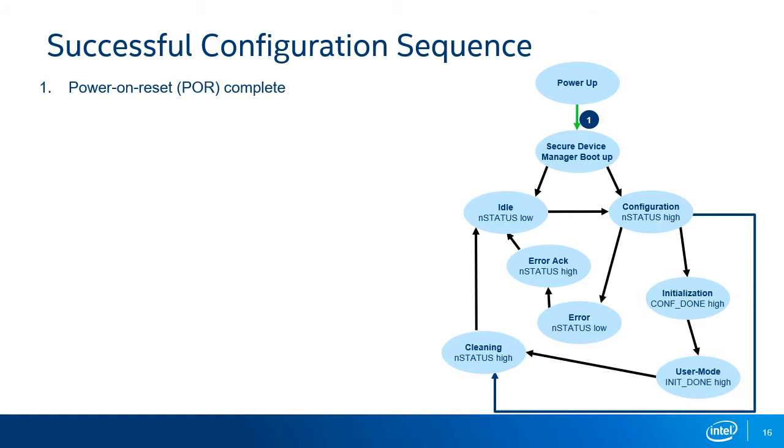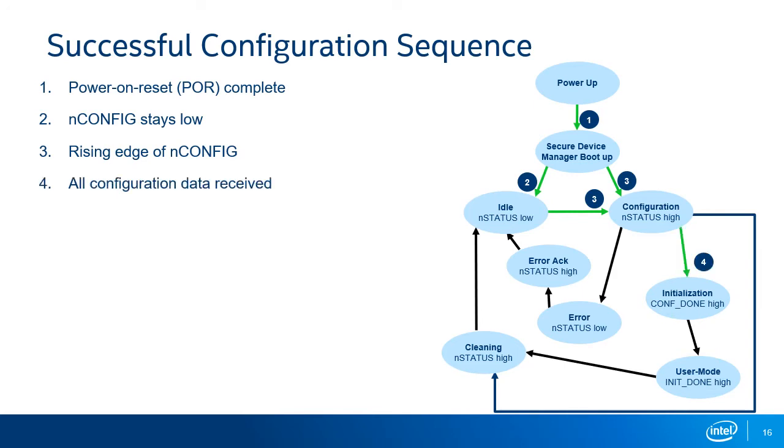After SDM boot-up is complete, the device enters idle mode if the nCONFIG pin is low. Configuration initiates when the nCONFIG pin transitions from low to high. The nCONFIG pin can therefore be held low to delay the device from configuring from flash. When configuration is complete, the device drives the CONF_DONE pin high to indicate it has received all configuration data. It then enters the initialization state, where it performs the last configuration steps. The device drives the INIT_DONE pin high, indicating the device has entered user mode. This is when your design begins functioning.